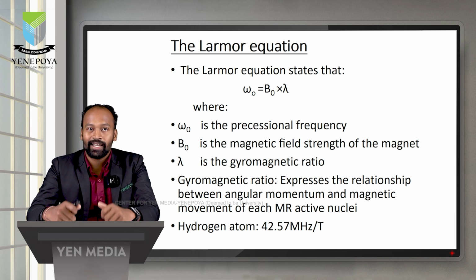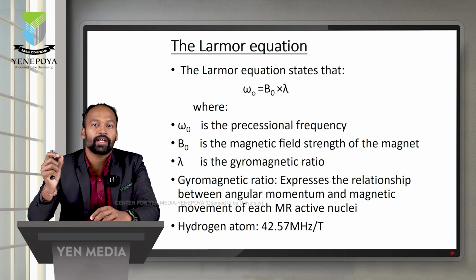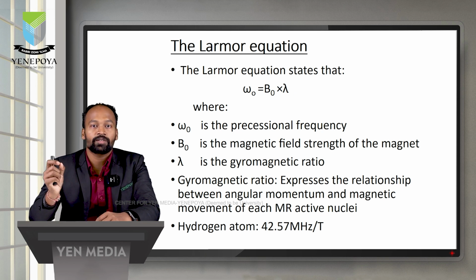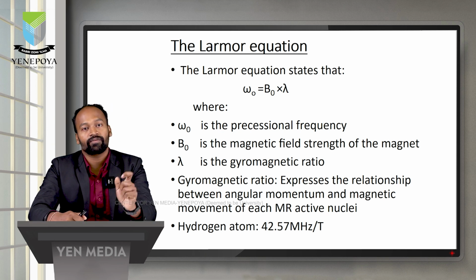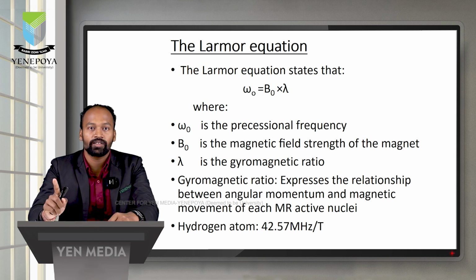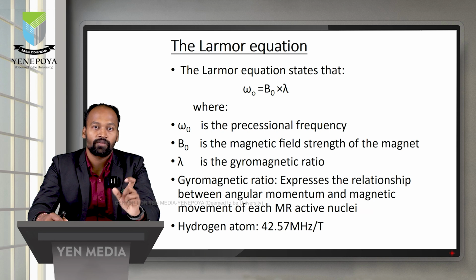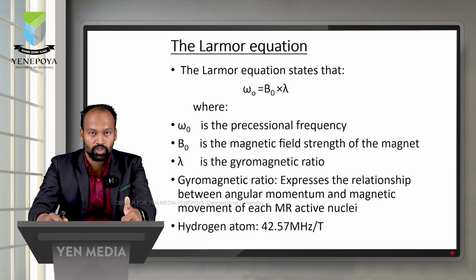Coming towards the gyromagnetic ratio, it is the relationship between the angular momentum and the magnetic moment of each MR active nucleus. I repeat, the angular momentum and the magnetic moment of each particular MR active nucleus. The hydrogen atom has a fixed value, 42.57 megahertz per Tesla, and I repeat, the unit of the gyromagnetic ratio is megahertz per Tesla. So the hydrogen atom has a fixed gyromagnetic ratio of 42.57 megahertz per Tesla.